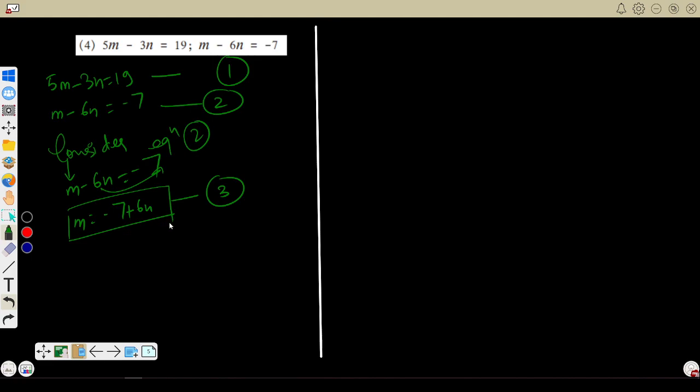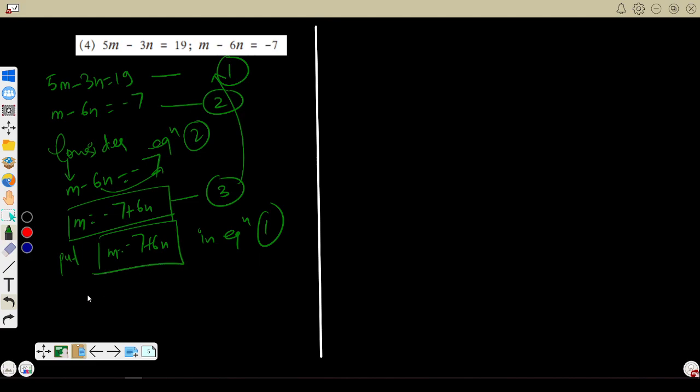Now what is the method? If I find the value of m using equation number 2, I will replace m with minus 7 plus 6n in equation number 1. You need to remember this. If you use equation number 2, I cannot resubstitute m in the same equation. If I use equation 2, I will substitute m is equal to whatever the value is in equation 3, so I will put m is equal to minus 7 plus 6n in equation 1.